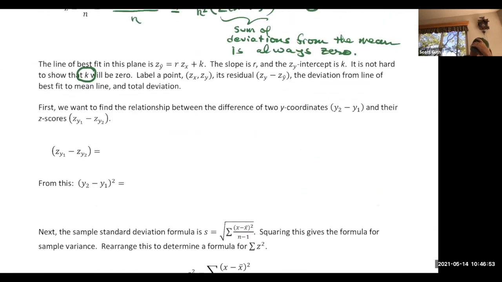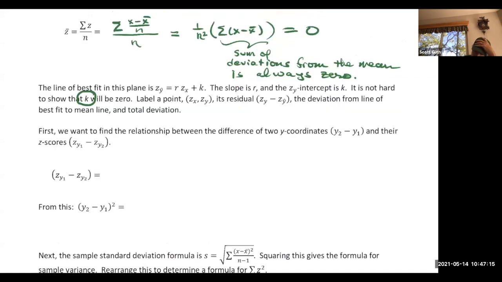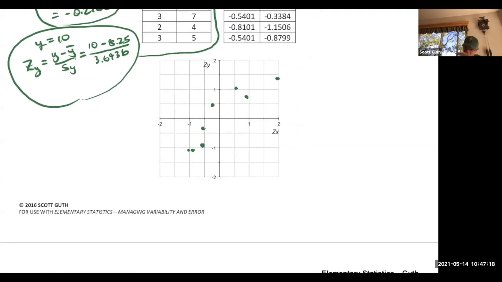There's a little more ugly work we have to do here. So we've got the line of best fit. It says label a point zx, zy, its residual zy minus zy hat. The deviation from the best line to the mean line and the total deviation. So they want us to do this up here. So let me do a line of best fit here. I drew one and then I took it away. Now I'm putting it back. And it needs to go through the origin.